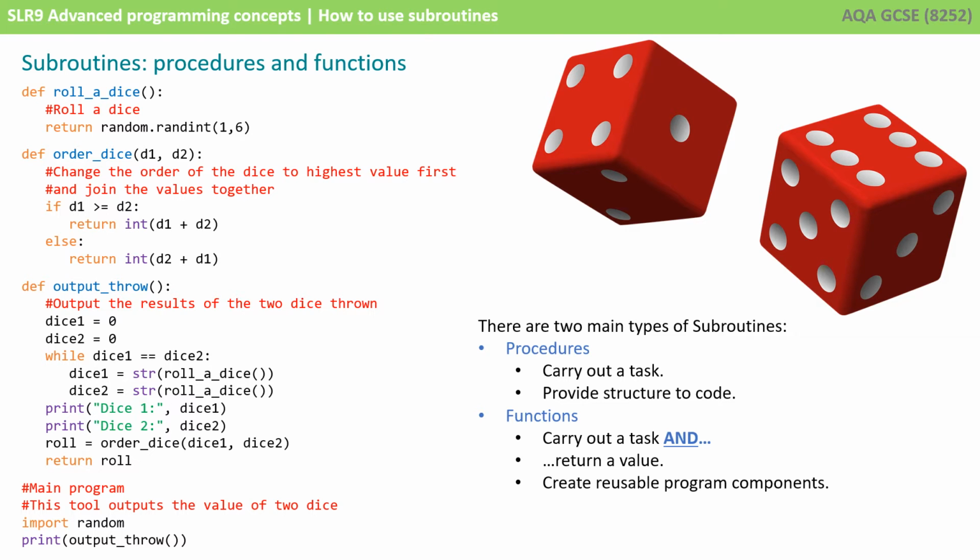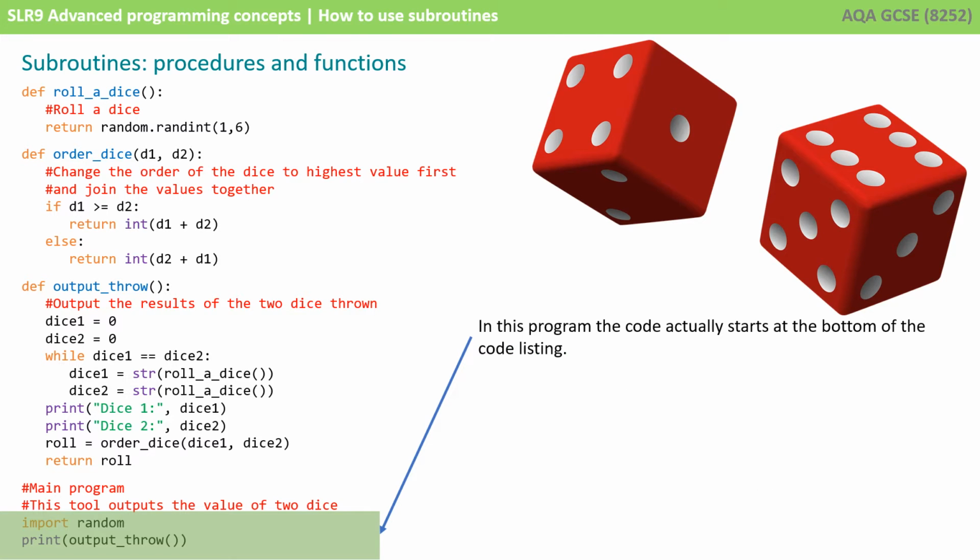So as we just stated, there are two main types of subprograms. There are procedures which carry out a task and have the added benefit of providing structure to your code. And there are functions which carry out a task and return a value. And again, they provide structure to your code and they allow you to have reusable program components.